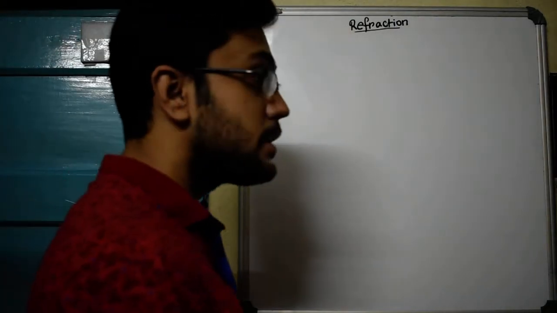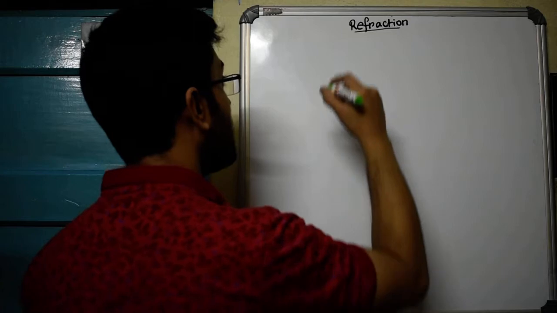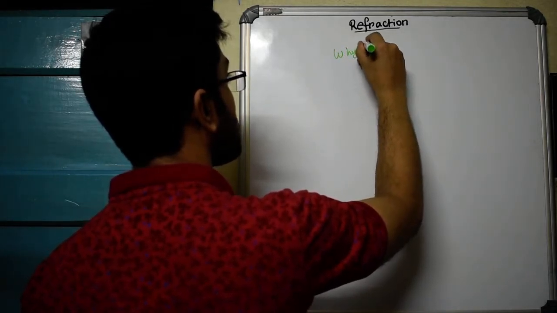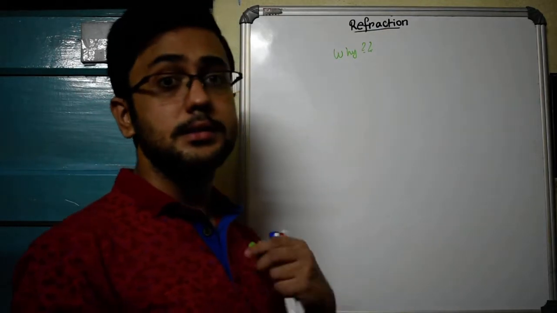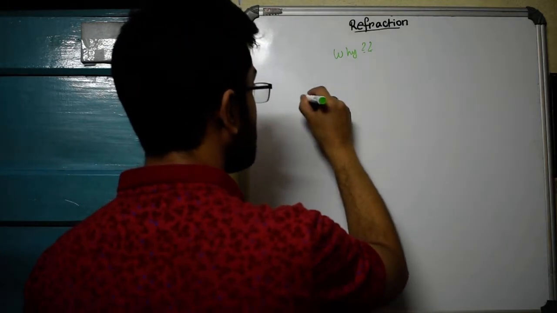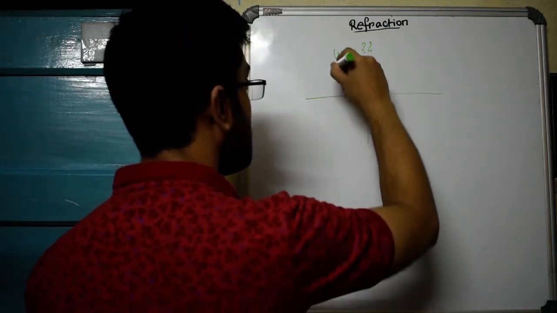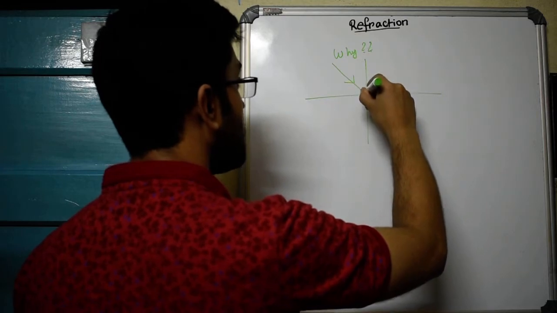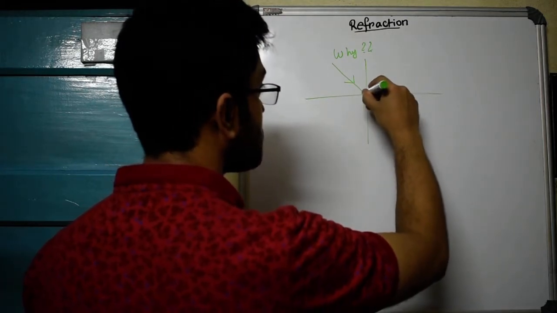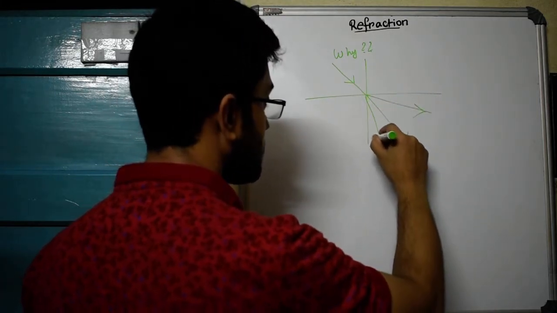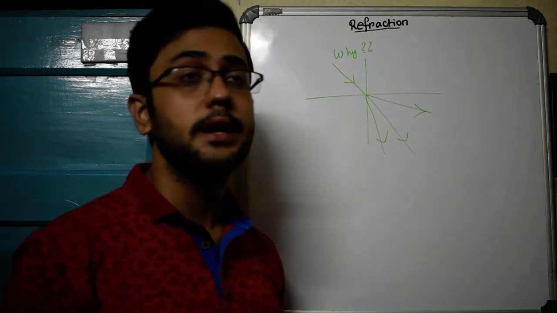Now this question might come to your mind: why does refraction happen at all? Why does the light bend from its original path? If this is the boundary separating the two media, and the light is traveling like this, it could have continued traveling straight. Why is it bending either in this direction or in this direction? Why is this bending happening?